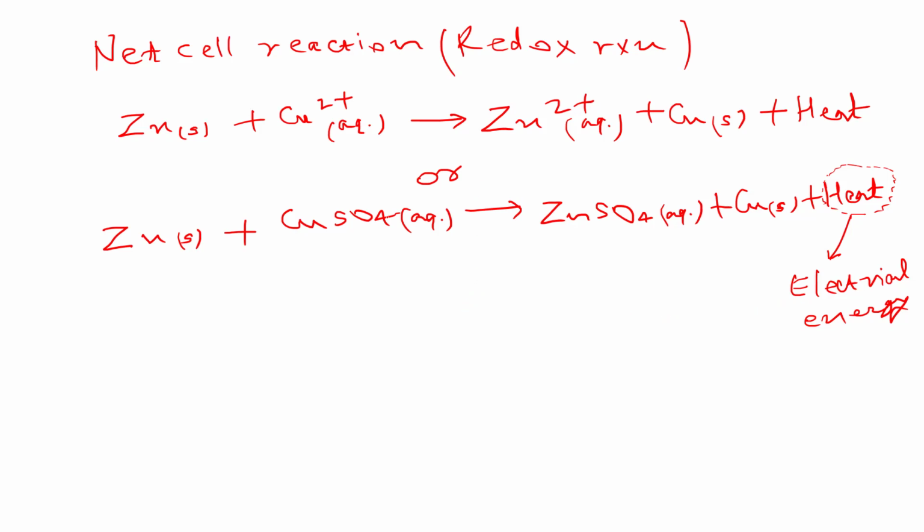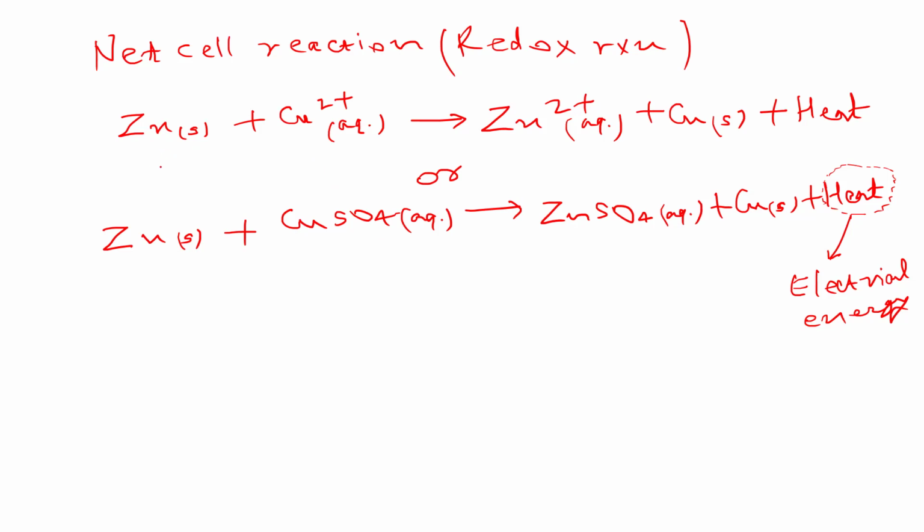Okay, so you may write either in ionic form or molecular form, both are equally valid, and you can write the net cell reaction in any way. And here we can say the sulfate ion is a spectator ion, so we can remove it from the net cell reaction. So here we are getting this reaction, and by looking at this reaction we can say many things, like zinc is more reactive than copper.